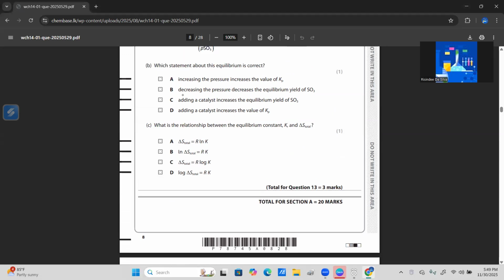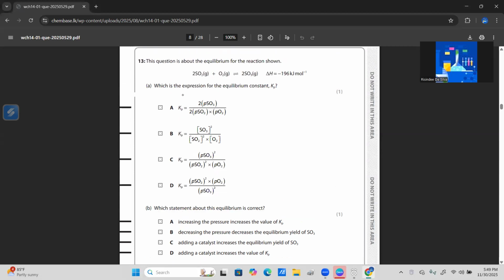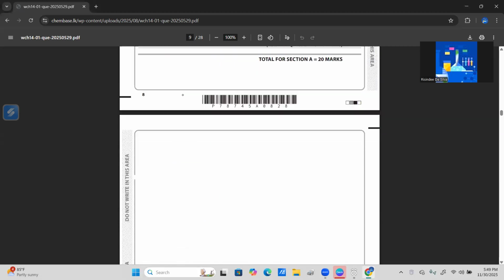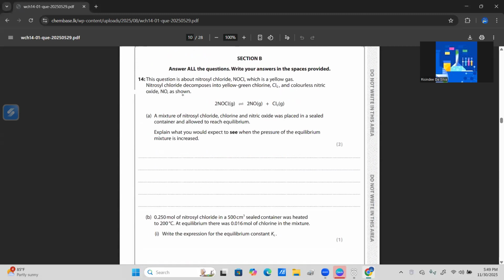Right. So children, I just want to discuss only the MCQs as only the answer is there in your marking scheme. The structure part you all can easily go through with the marking scheme.